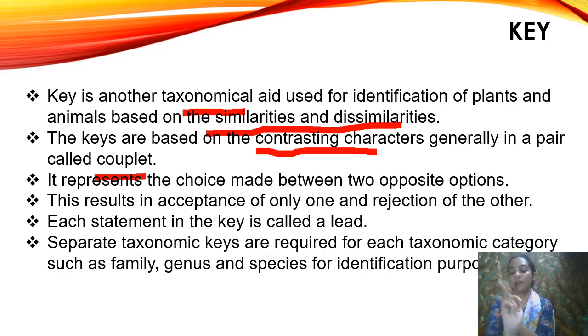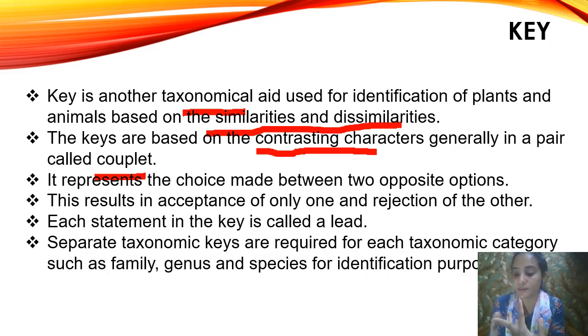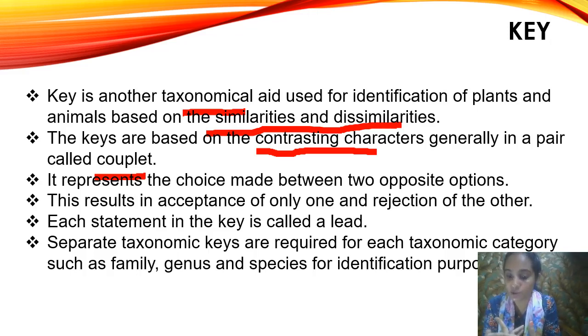Clear? So these are the main things that you have to understand: similarities and dissimilarities, and a choice between two opposite options. Contrasting characters are called the couplet, and you are accepting one and rejecting one, and each and every statement that is present in the key is called the lead.